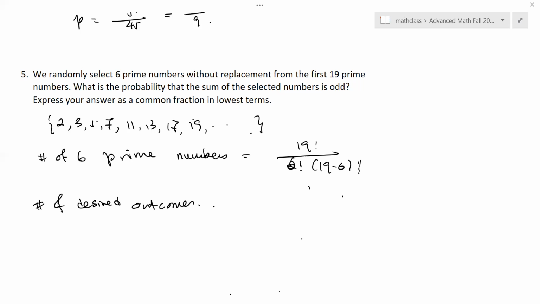All right, so the number of design comes. We want to make sure the sum is odd. The only way you can make it odd is if one of them must be 2. Actually, we have 5 odd prime numbers, and the sum is going to be odd, right? So one of them is 2. So 2 is already fixed. All you have to do is just select 5 other primes from a group of 18, right?